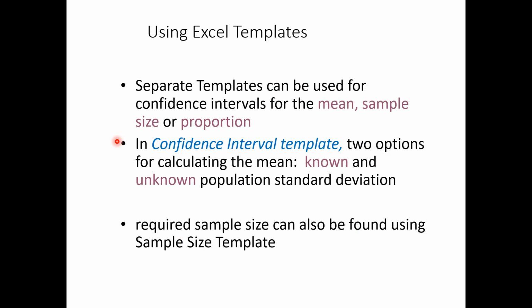Now, from here on, we are going to understand how we can use Excel templates to predict the population mean based on a sample. We have templates which can also be used for predicting sample sizes or proportions, but we are only interested in this confidence interval template for means.